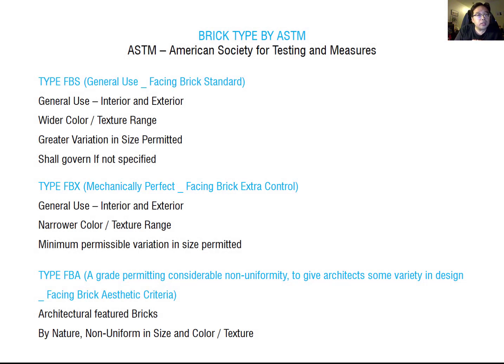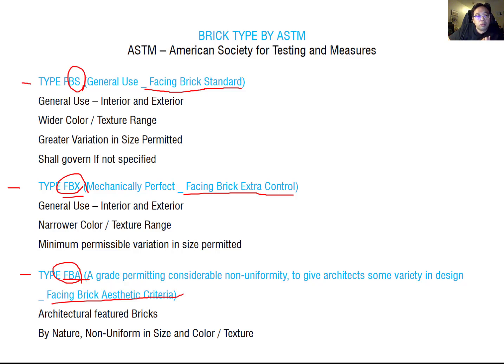So let's talk about the brick type. The brick type is defined and determined by ASTM. ASTM is the American Society for Testing and Materials. ASTM defines three different brick types: FBS, FBX, and FBA. FBS is facing brick standard. FBX is facing brick extra control. FBA is facing brick architectural. You need to understand and memorize these three different brick types.